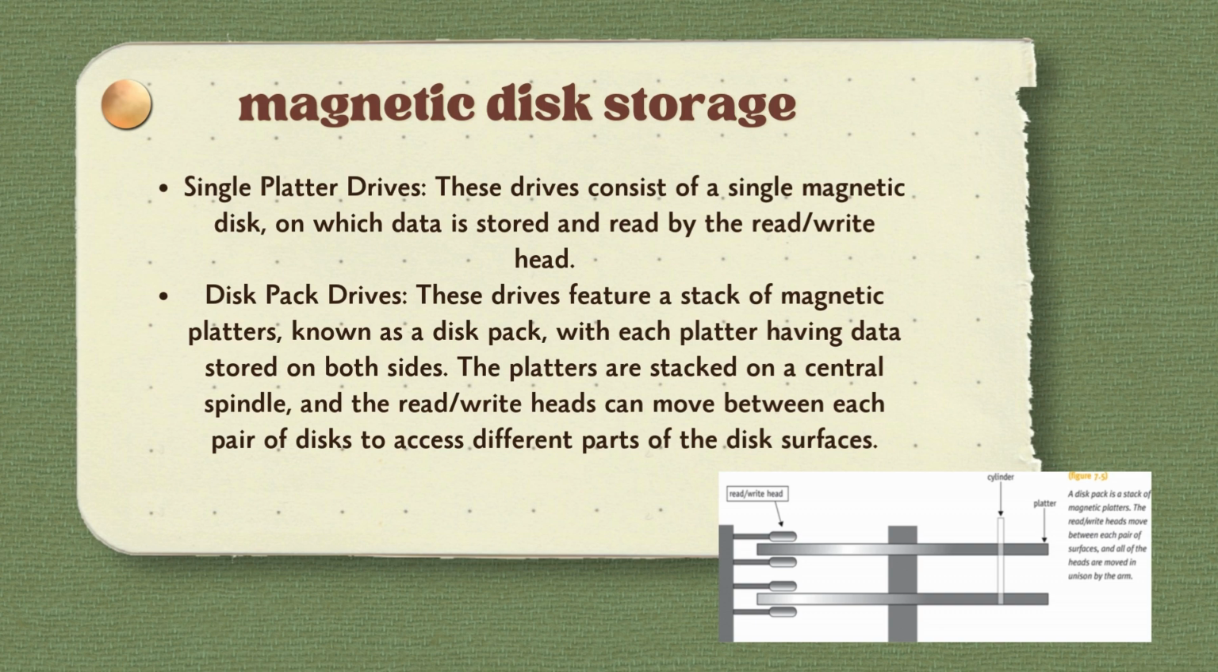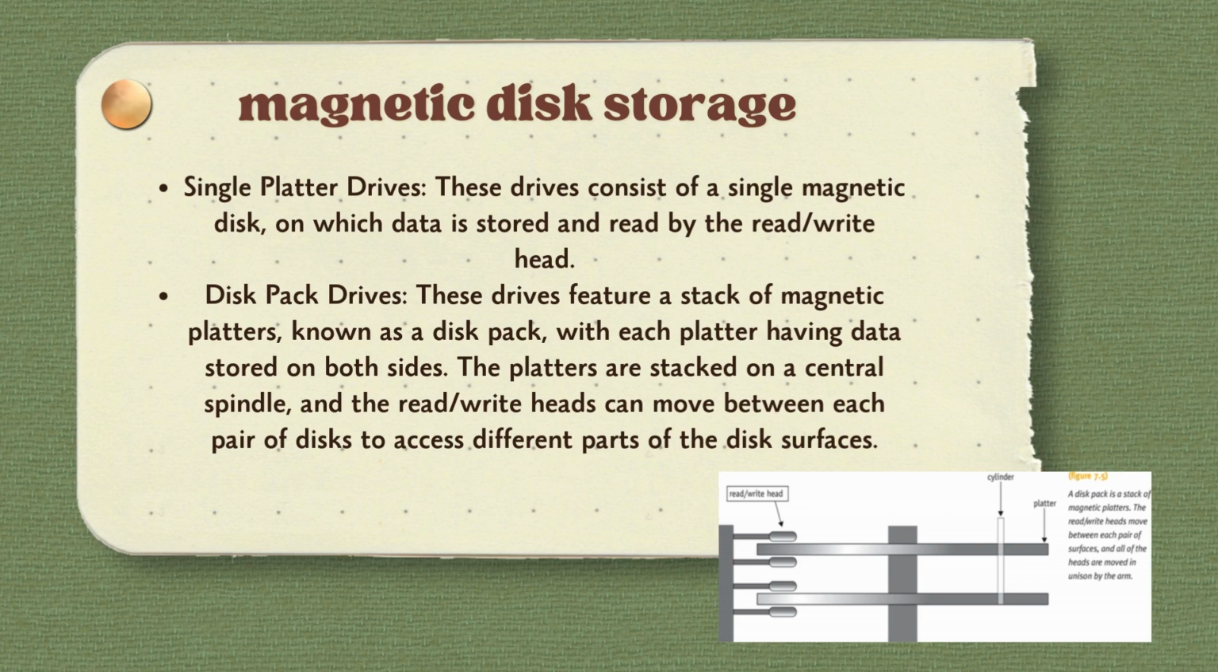Okay, a magnetic disk device is a computer storage device that usually features read or write heads that float over each surface of each disk. This device has two types, which are the single platter drive and the disk pack drive. The single platter drive consists of a single magnetic disk on which data is stored and read by the read or write head.